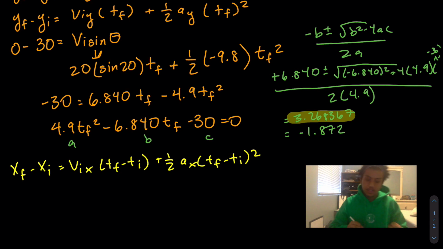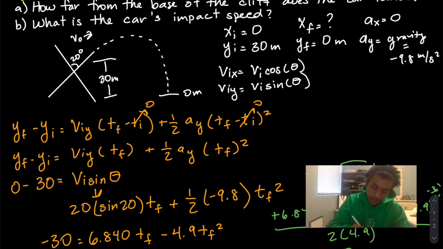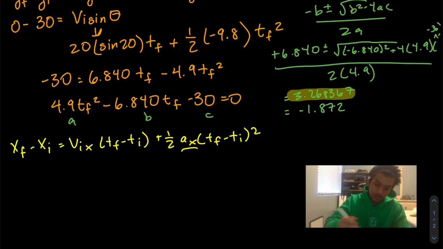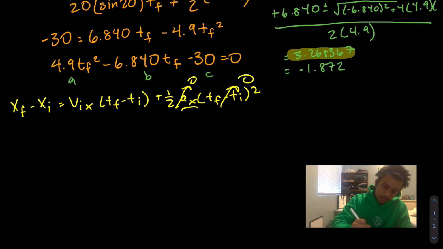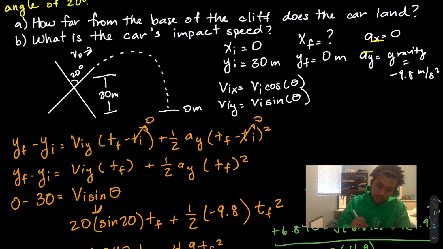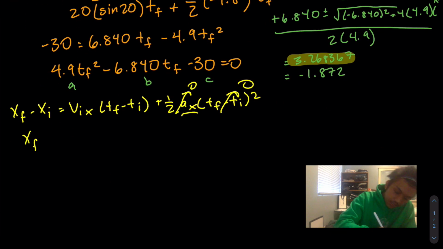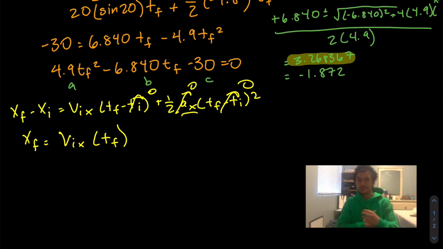Like I stated earlier, the acceleration x component is going to be 0, so this goes to 0, and that means this whole term goes to 0 also. X final is what you're looking for. X initial is 0, so it's really just x final equals v x times tf, and t initial is 0 because the time starts at 0.